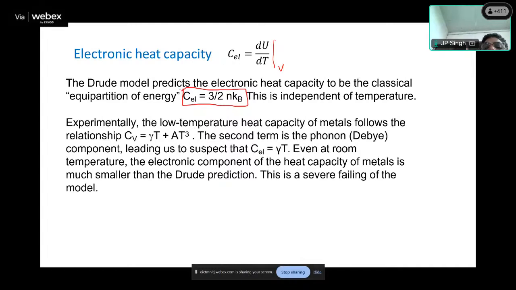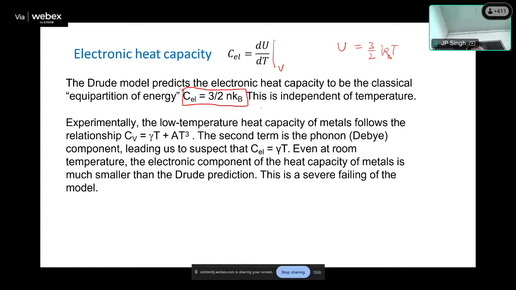According to the Drude model, if I apply the classical equipartition of energy, the total energy U will simply be 3/2 kBT. If I take dU/dT, it comes out to be simply 3/2 k, because this is for one atom.